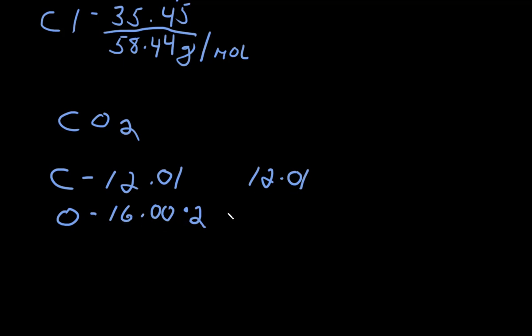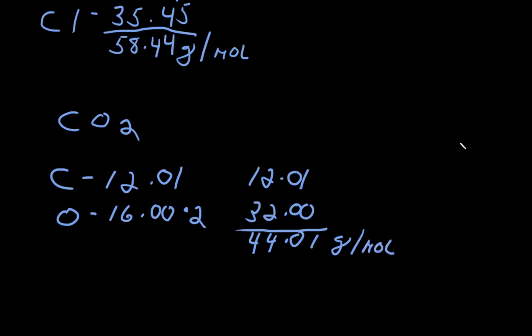Oxygen is 16 times 2, so that's going to be 32.00. So we can add those two together, and we get 44.01. And so we can see the molar mass of carbon dioxide is 44.01 grams per mole. All right, let's look at one more.